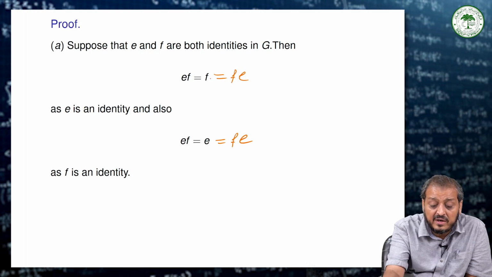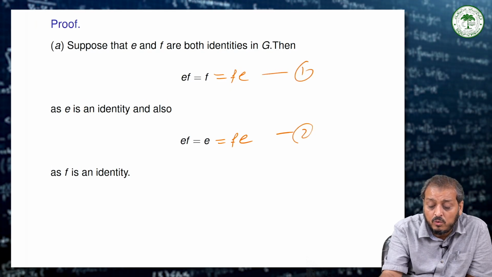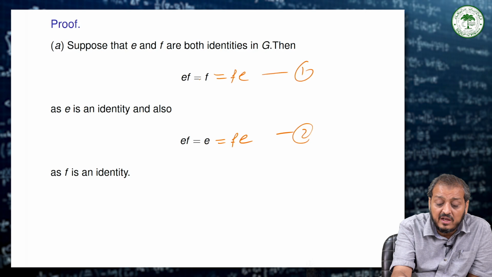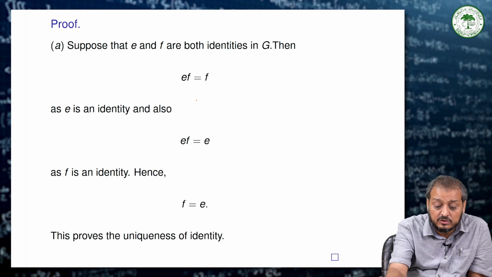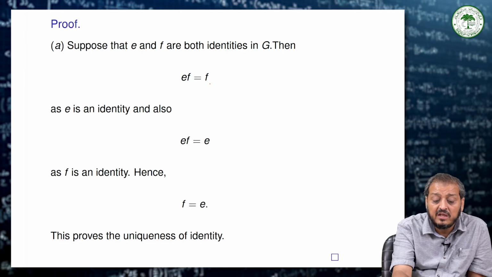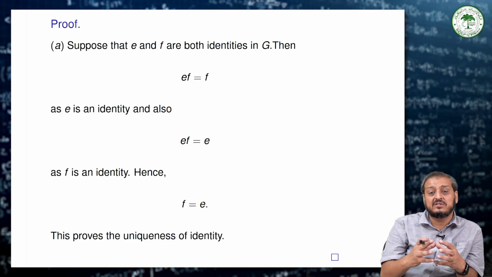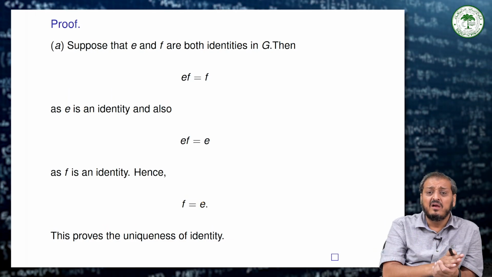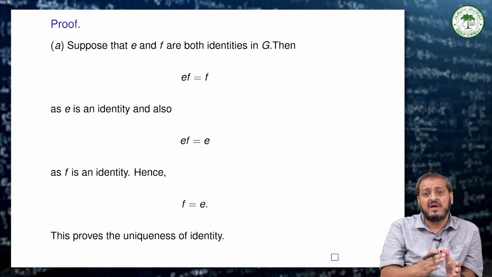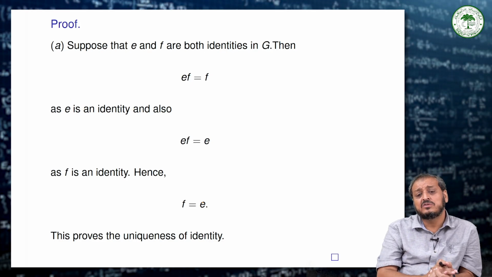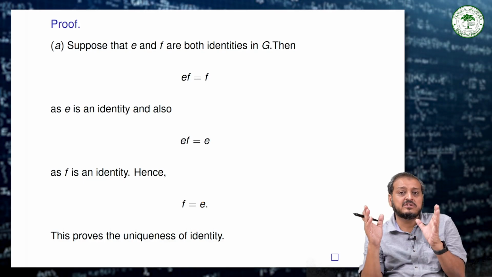Suppose this is equation 1 and this is equation 2. From these two equations we can simply say that EF is equal to F, and EF is equal to E, so F is equal to E. So we took two different identity elements E and F of the group G, and both turned out to be the same, F equal to E. Thus we have proved the uniqueness of the identity, meaning the identity of this set is unique.